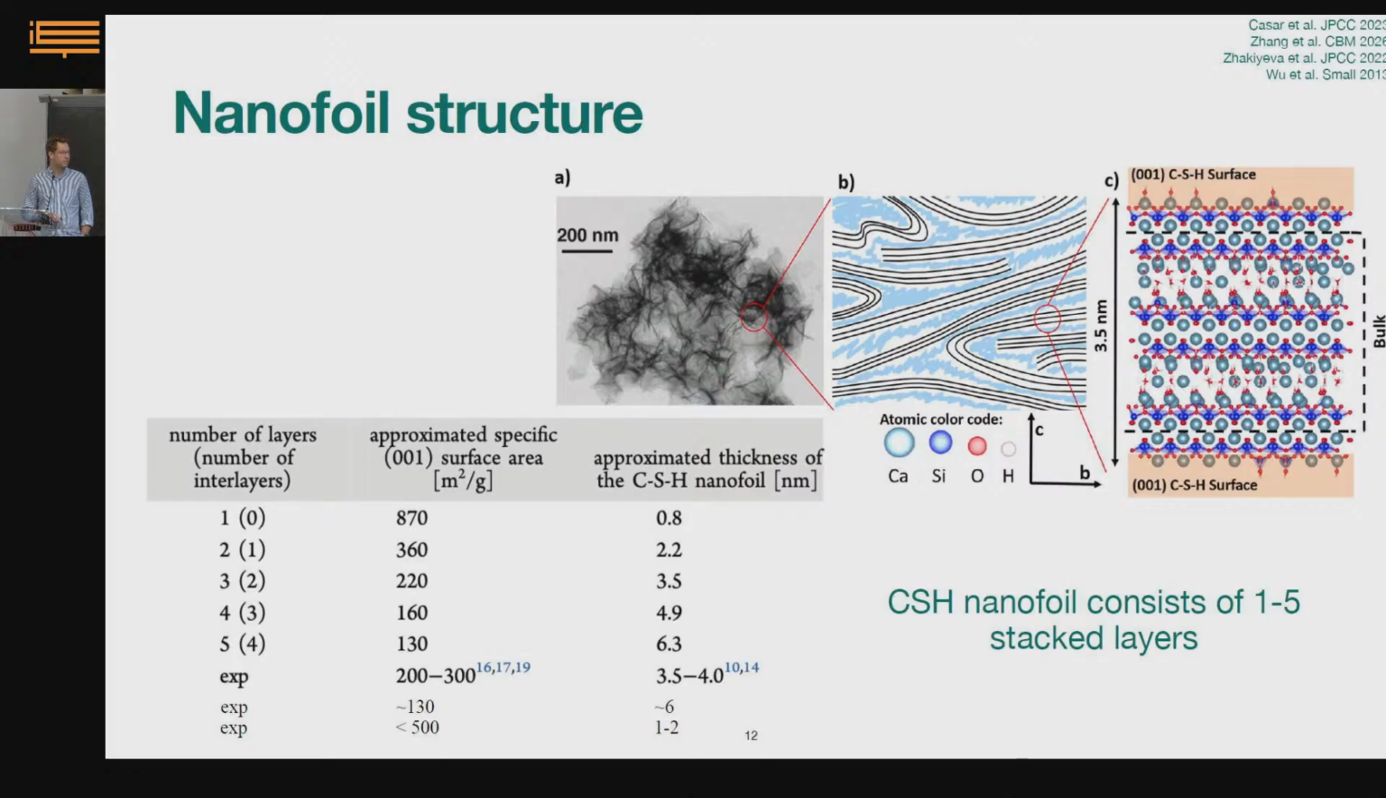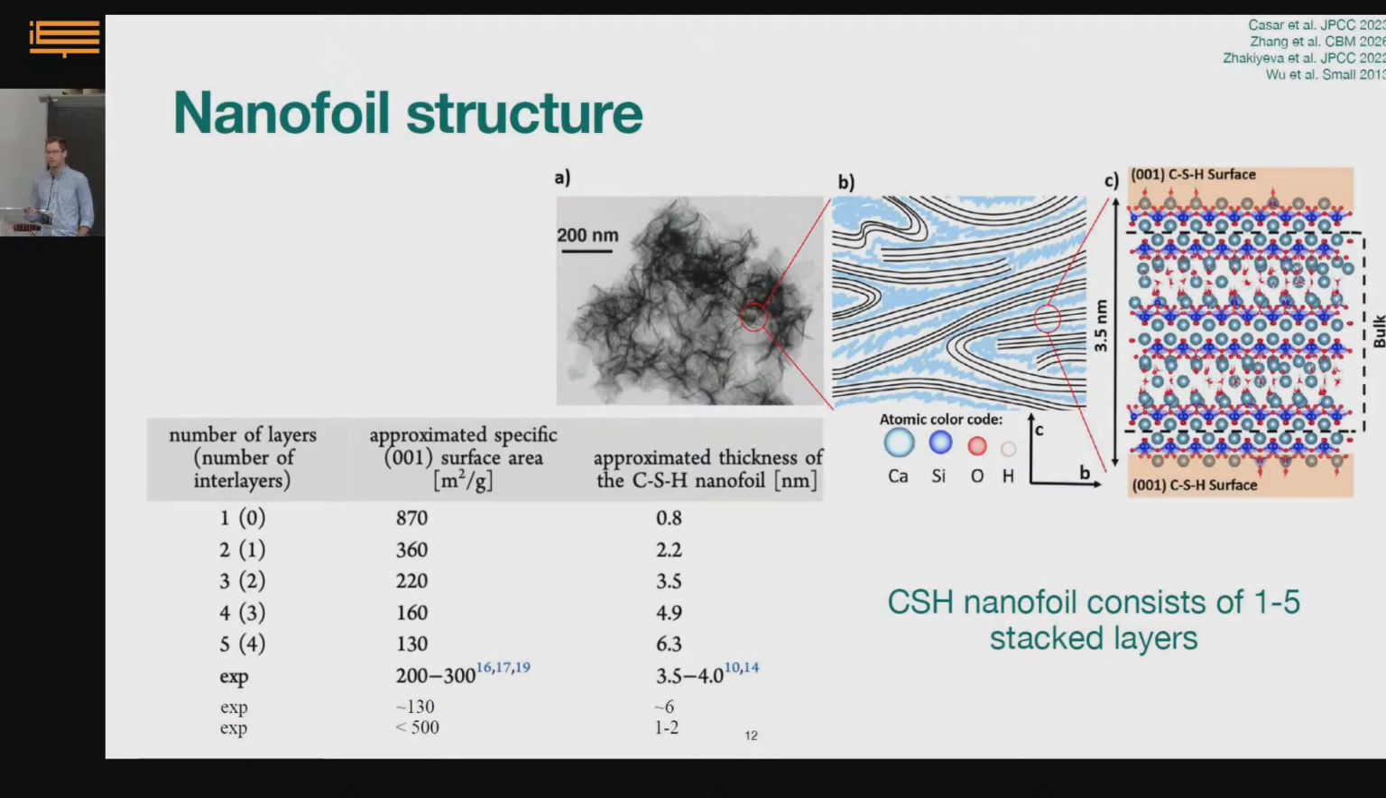experimental measurements say that they're between 1 and 6 nanometers thick. It depends on how you make them, with the solution conditions, the precipitation conditions, the materials used. But rarely does anybody report them thicker than 6 nanometers. And this thickness corresponds to only 1 to 5 stacked main layers.